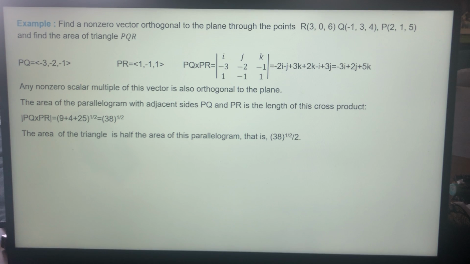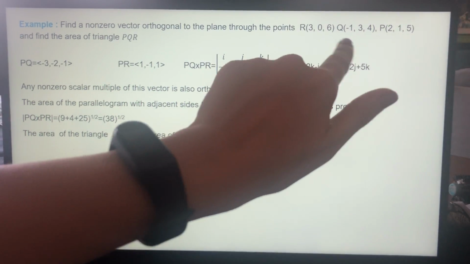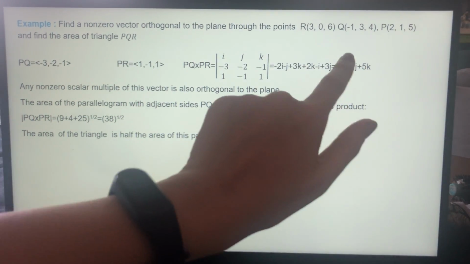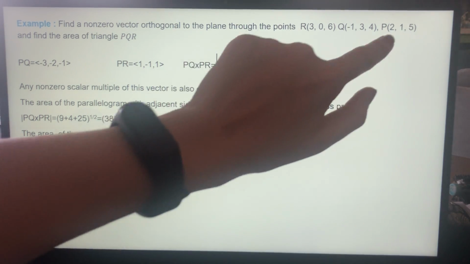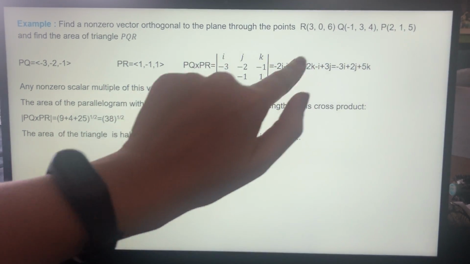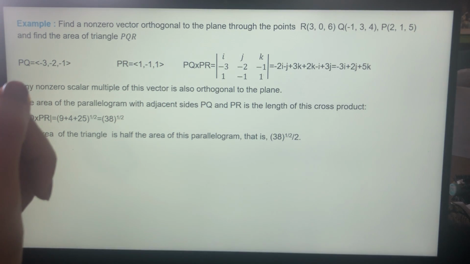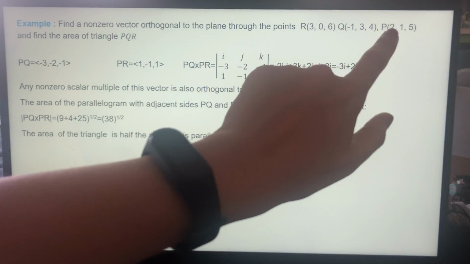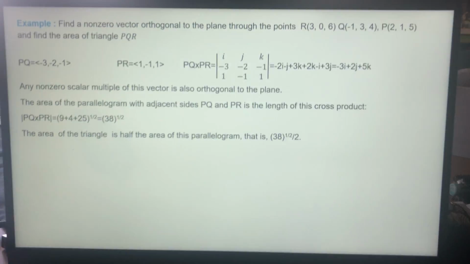Actually, these are points. Firstly, you need to define these vectors: from P to Q, and from P to R. You are trying to find the area of PQR, which will be half of the area of the parallelogram that will be formed with PQ and PR. This is the idea, okay? And firstly, let's define our vectors. How can you define a vector between two points? You take the difference of the components, right? We talked about it in the last class.